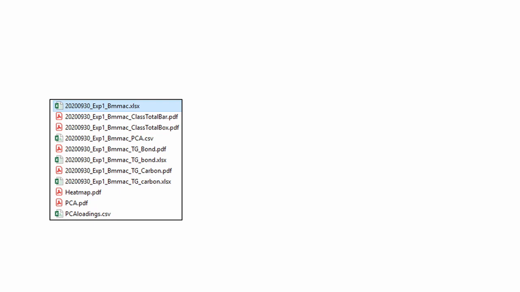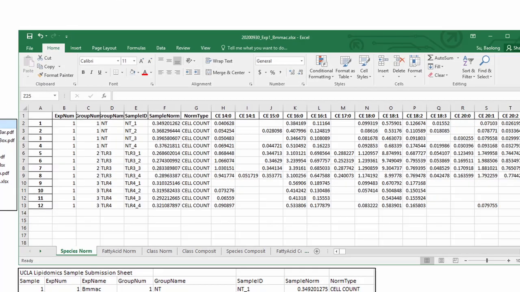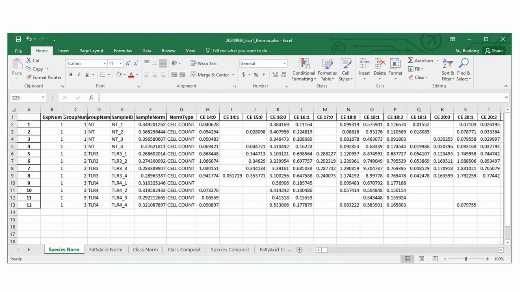Upon completion of your lipidomics experiment, you will receive a zipped file containing your lipidomics data package. Each file will have the same root name, containing the date of the experiment, an arbitrary experiment number, and the name that you've given to your experiment. The primary data file is an Excel document containing just the root name. When we open this document, we see an Excel sheet with several tabs. We'll walk through these one at a time.